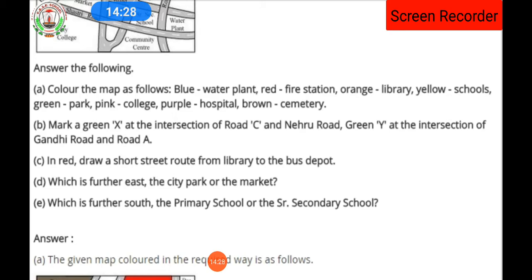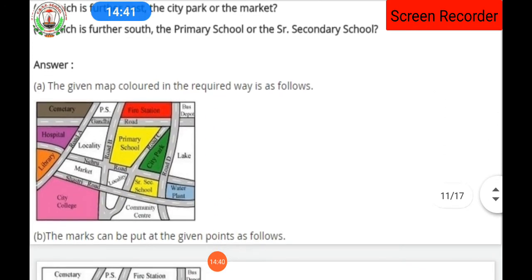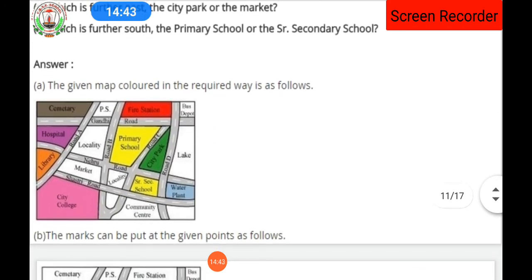Then which is the further east, the city park or the market, which is the further south, the primary school or the senior secondary school. So looking toward the map you have to answer the following question. So first, as it is asked to color, here the color is being given as primary school and senior secondary school is asked to mark with the yellow color, so it is marked with the yellow color.